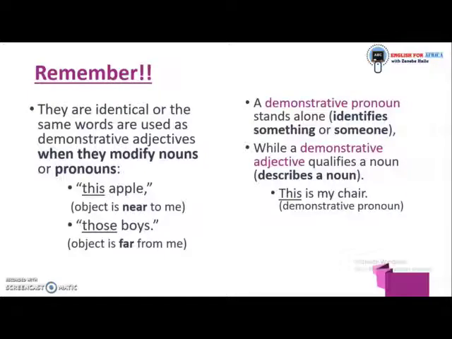Let's see them with an example. This is my chair. So we have here this with a verb. This chair is broken. Here, this is used as an adjective. So we have demonstrative adjective plus a noun. So from this example, you can see that a demonstrative pronoun is used to identify something, while a demonstrative adjective is used to describe a noun. So this is the difference. You have to make sure you have used these pronouns correctly.